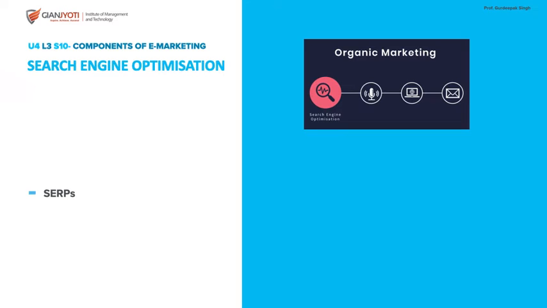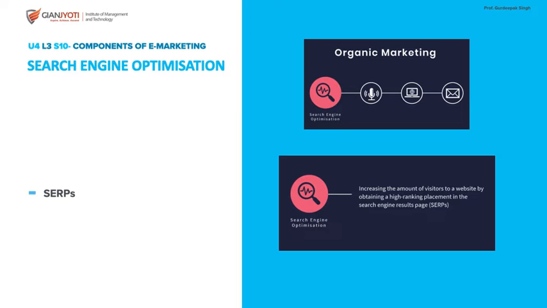In search engine optimization, you try to increase the number of visitors to your website. You do that by putting in keywords so that you are ranked very high in the SERP. SERP is the Search Engine Results Page. People generally go to just the first 3 or 4 search results in their SERP.